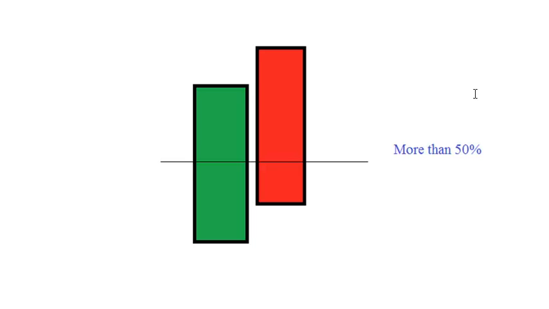So this is what dark cloud cover looks like. Prices went up, all of a sudden this was a green candle, its price started here and started coming down. This is more than 50% of the left candle but less than 90%. So this is called a dark cloud.